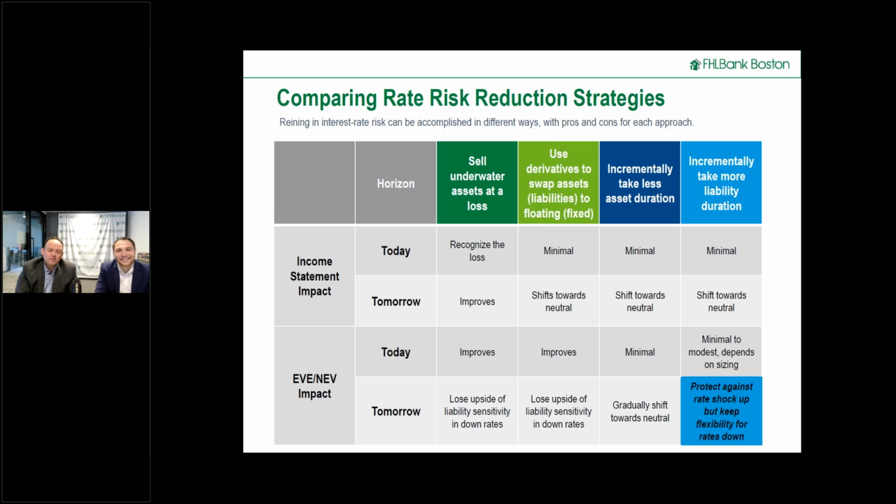So there's a couple levers that we can think about pulling if we want to rein in some of that interest rate exposure. So let's go through it from the perspective of what is the impact on the income statement, but then what is the impact on the EVE, economic value of equity, or the NEV, the net economic value, which is the credit union one, EVE for banks, as many of you know.